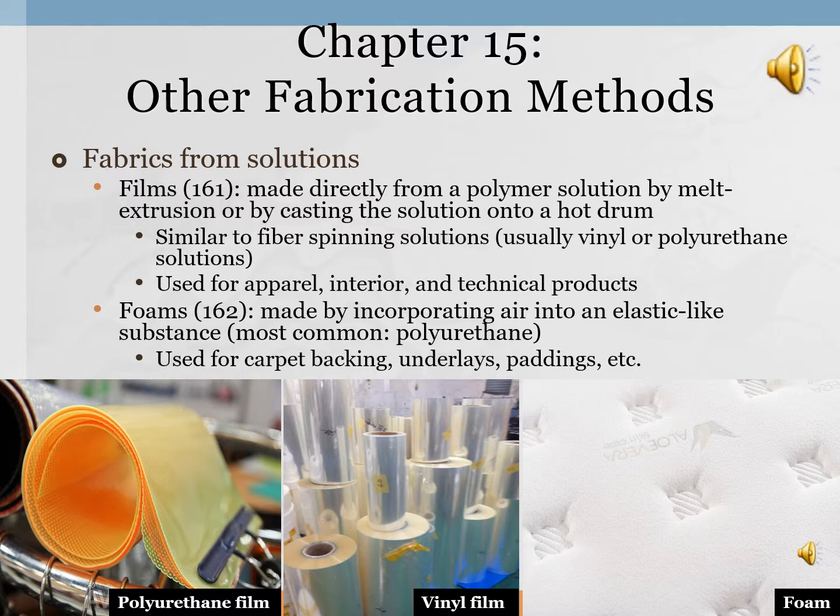So we kind of finished talking about knitting method here. Then, is there any other fabrication method other than either weaving or knitting method? Here are some examples. First, films. Films are made directly from a polymer solution by melt extrusion or by casting the solution into a hot drum. Films are mostly used for industry uses rather than our clothes, and one of the most common examples of film fabric is vinyl. You know, like any kind of zipper bag in your kitchen or some industry furnishings.